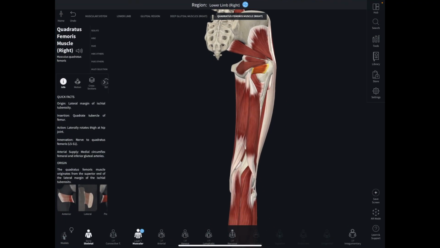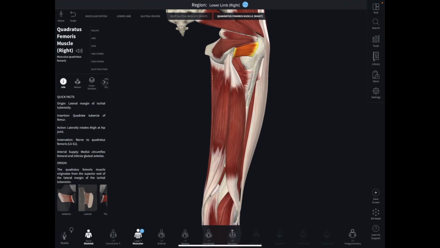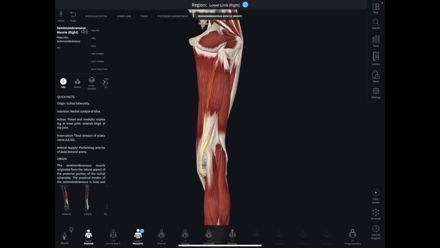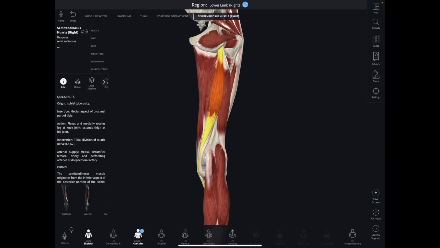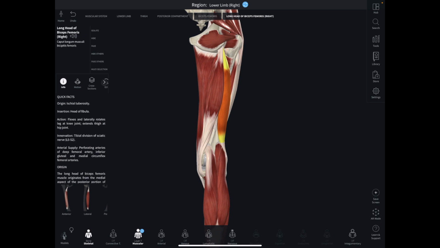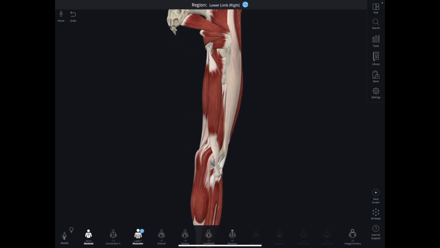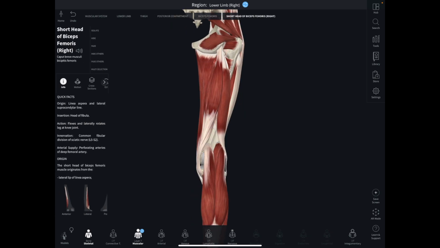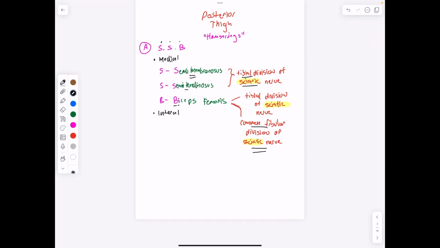All right, let's see if we can find those real quickly. From medial to lateral, we have our semimembranosus right here. Let's see, try to give a view of it. All right, so semimembranosus, semitendinosus, and then we have our long head of the biceps femoris, and then we have the short head of the biceps femoris. Right, not too bad. All right, let's move on.